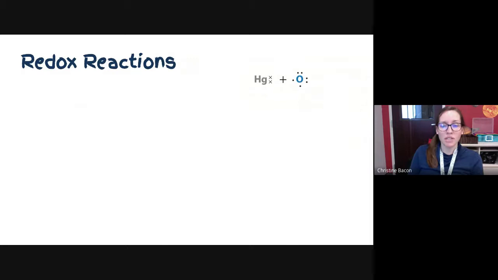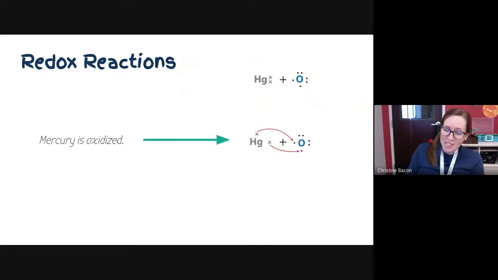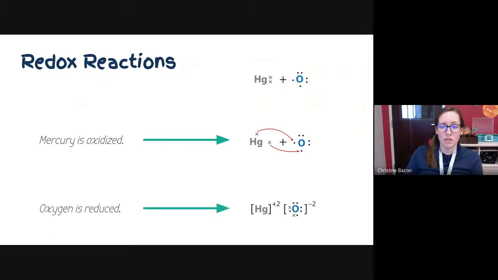An example of this would be mercury. The mercury is oxidized, it loses electrons, and the oxygen is reduced because it gains electrons. Okay, so this forms a cation because it loses electrons, it loses negative charge, and the oxygen gains the negative charge, so it becomes an anion. And now these two are electrostatically attracted to each other because they have charges that are equal and opposite, so they will form an ionic bond.